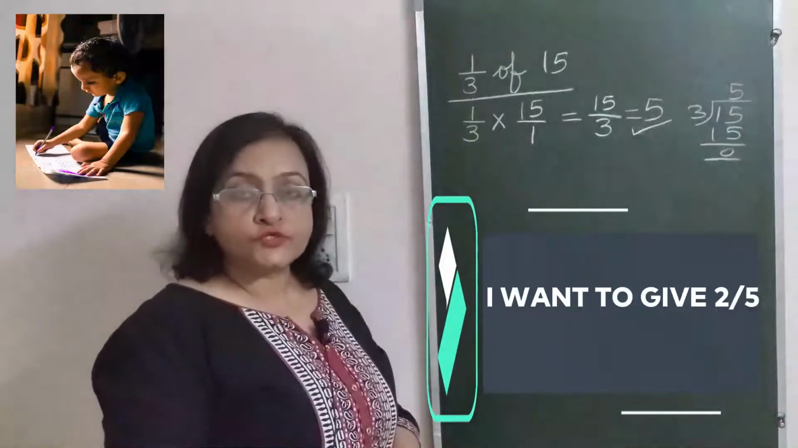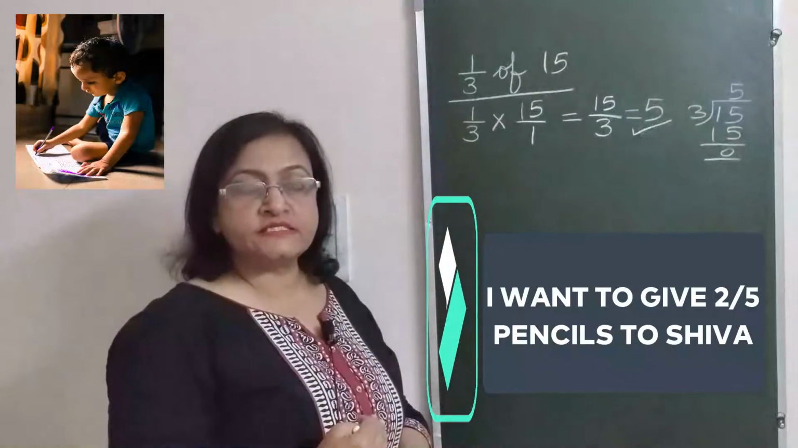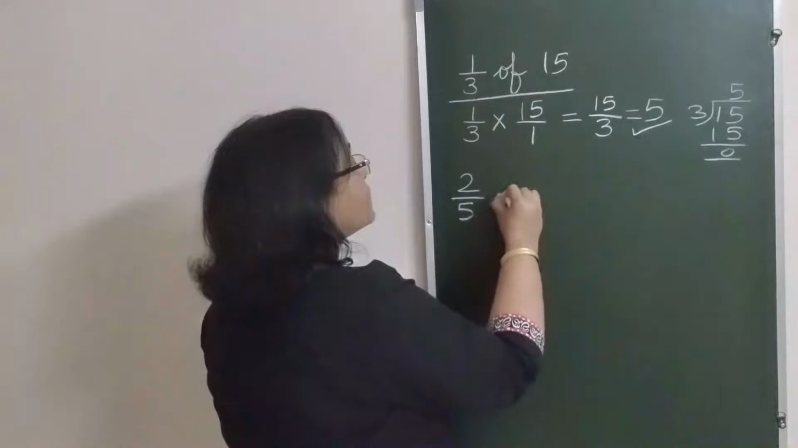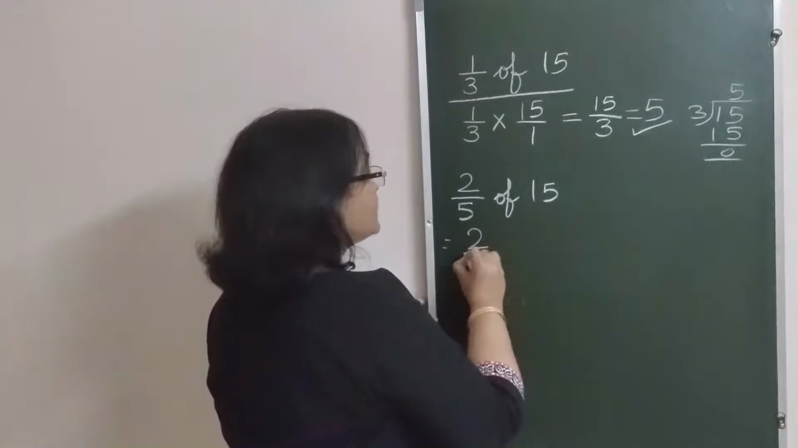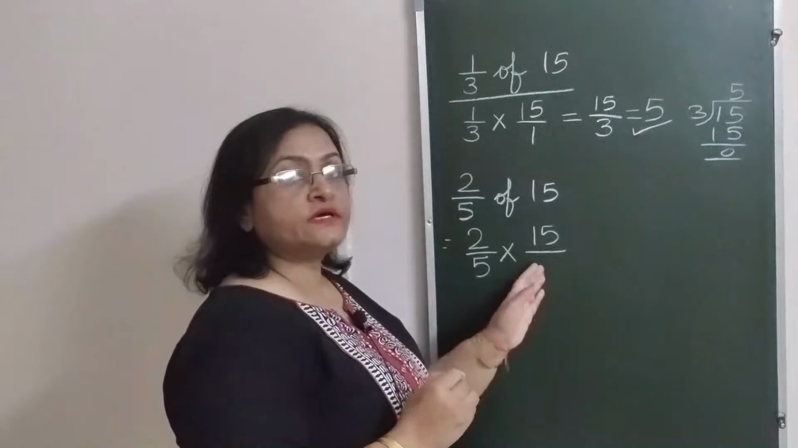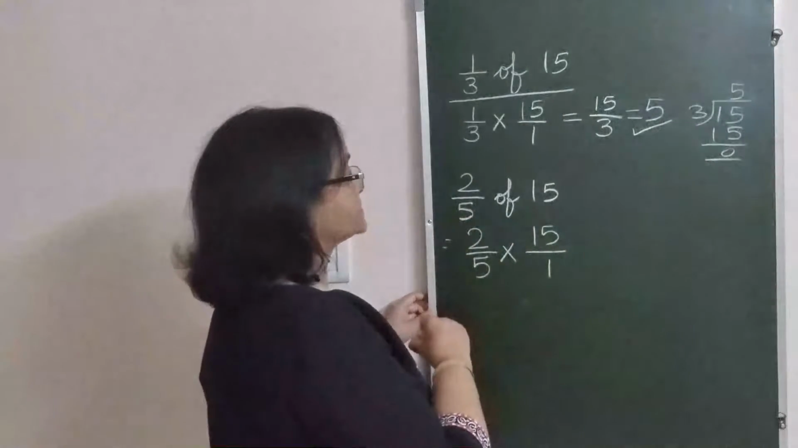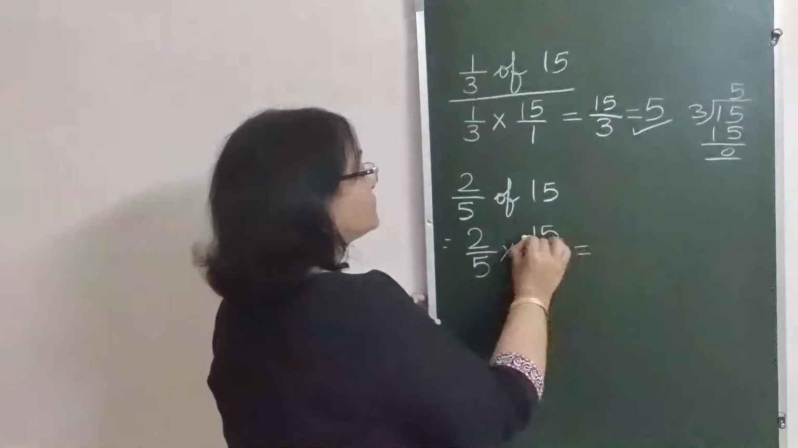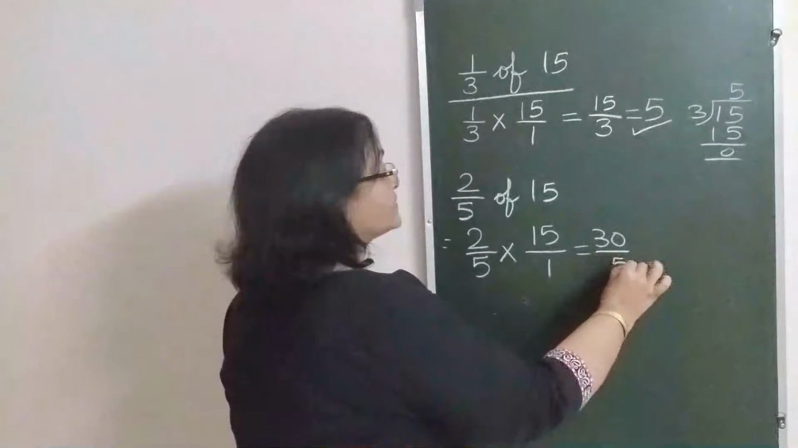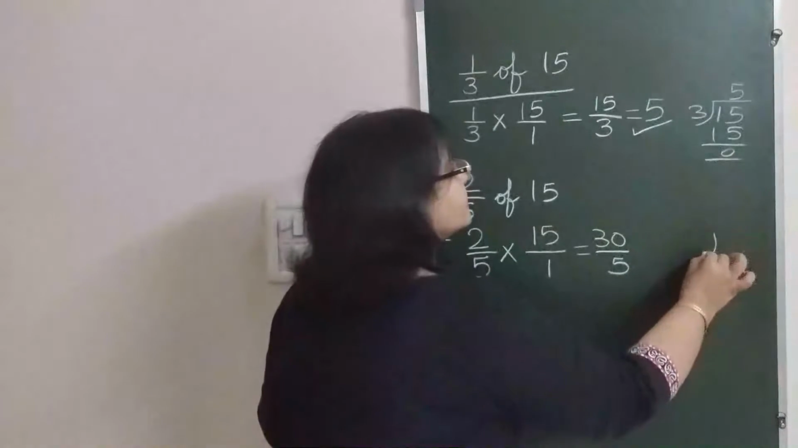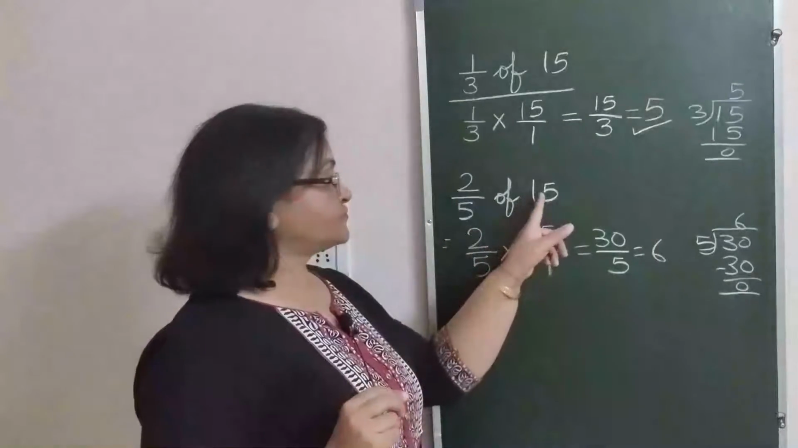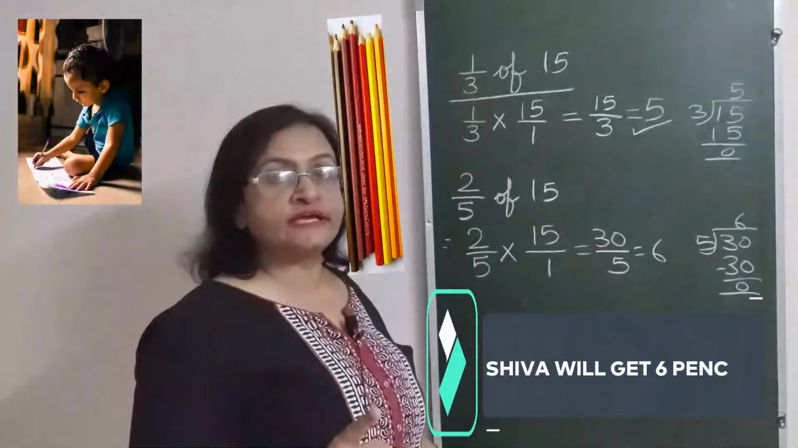Now if I want to give 2/5 of pencils to Shiva, how many pencils will Shiva get? Let's calculate. 2 by 5 of 15, that means 2 by 5 multiplied by 15. Now because no denominator is given here, we will write 1 as denominator. Now we will multiply the numerators. 15 2s are 30 and now we will multiply the denominators. 5 1s are 5. Now we will divide 30 by 5. Now we know 5 6s are 30. That means 2/5 of 15 is 6. That means Shiva will get 6 pencils.